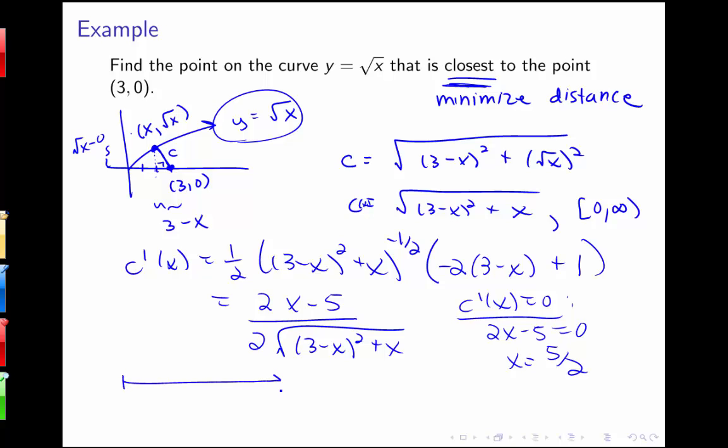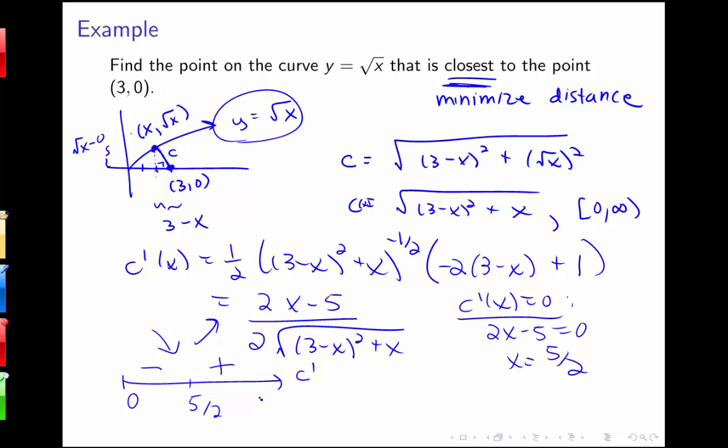So we need to go ahead and make a sign chart here, and our sign chart is going to start at 0 because that's where our domain starts. It goes all the way to infinity, so we just indicate that with an arrow. So we've got 5/2 on here, so now I want to see what the sign is on either side of this point. If I plug in something less than 5/2 like 1, I'd have 2 minus 5 as negative divided by something that's positive, so I'd have a negative here. And if I plug in something bigger than 5/2 like 3, I'm going to get something positive. So I see I'm going to be decreasing and then increasing, so I do have a min at this point.